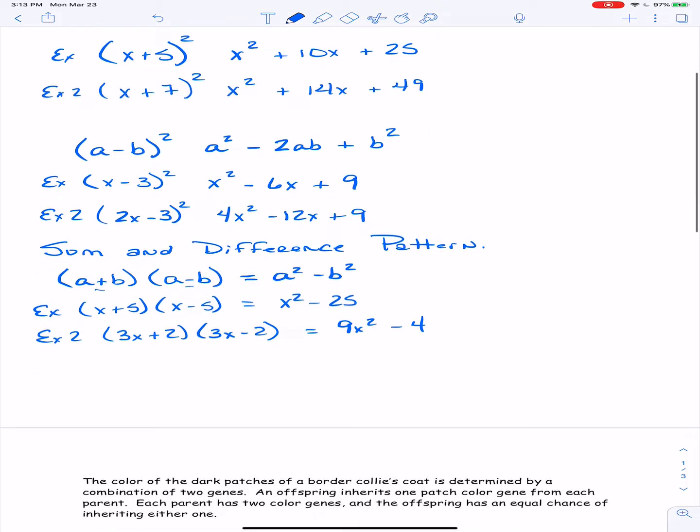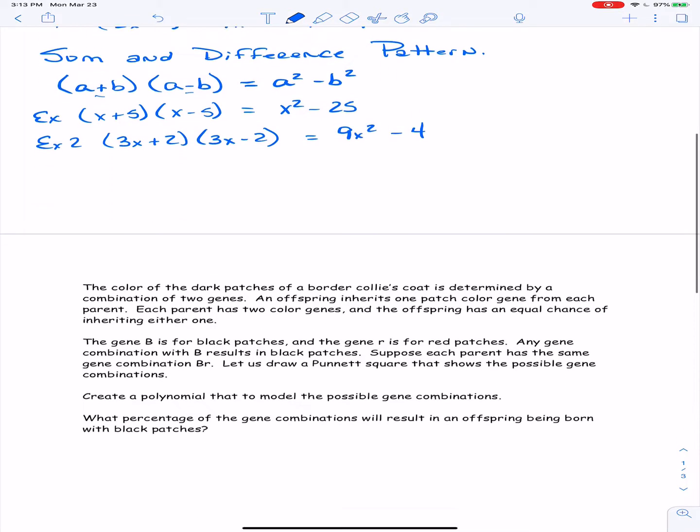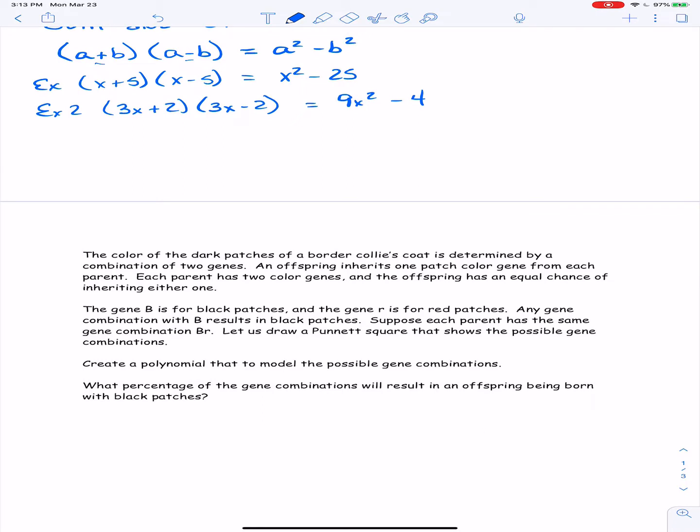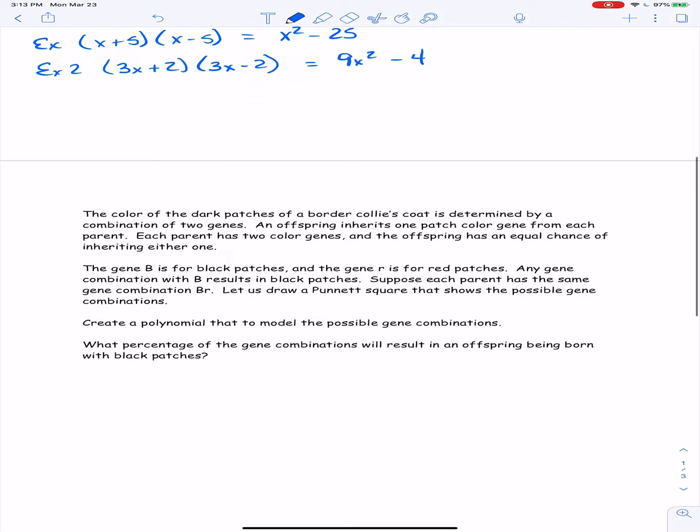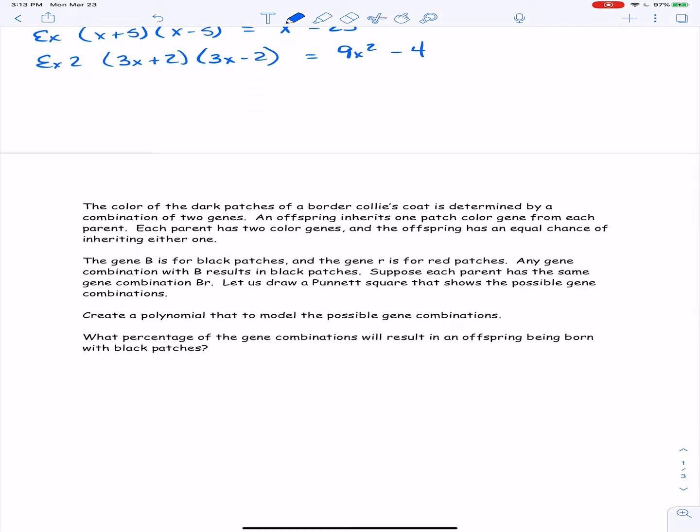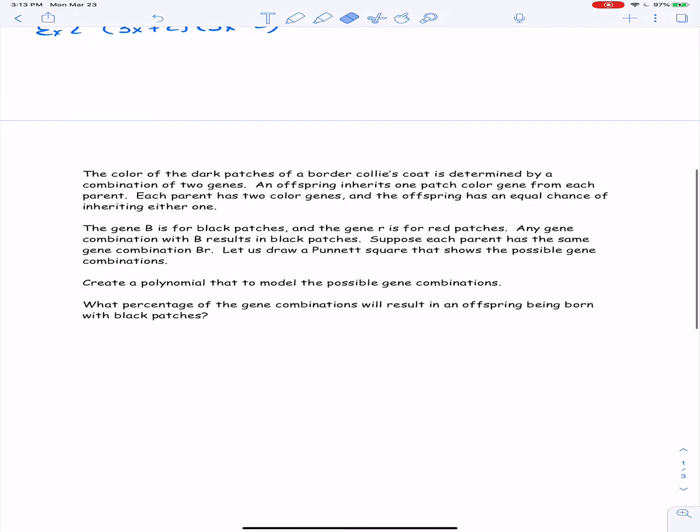So I want to go and talk about a problem that I ran into the other day, and I want to finish our lesson looking at this problem. And it's actually talking about border collies. And when you guys were in biology, you did Punnett squares about eye color and stuff like that. Well, we can turn this into a product of binomials, and we can use the pattern or we can use regular FOIL in order to do this. But so let's look at this problem.